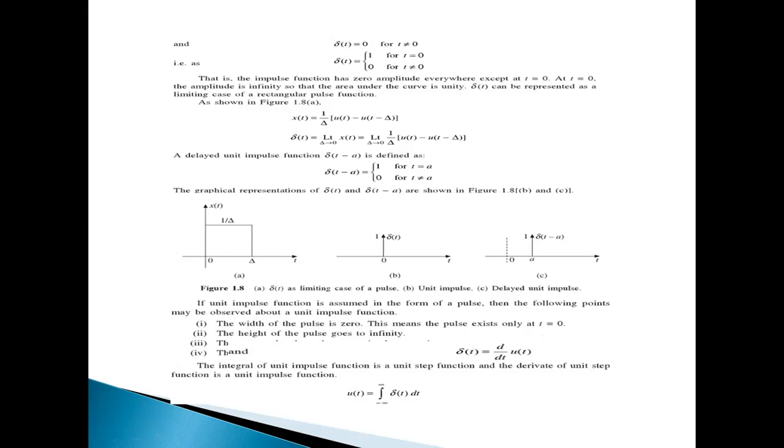Why am I saying n? n is for discrete functions, t for continuous functions. The height of the pulse goes to infinity. Why is it infinity? Assume delta is equal to 0, then 1 by delta is 1 by 0, which is infinity. It goes to infinity only at the particular t equal to 0. The remaining values are all zeros.